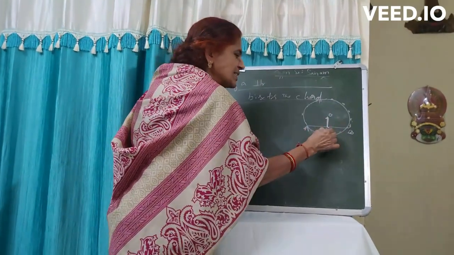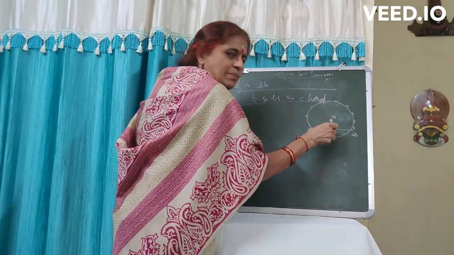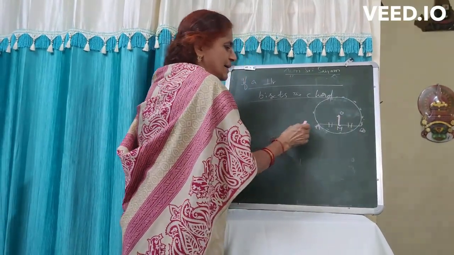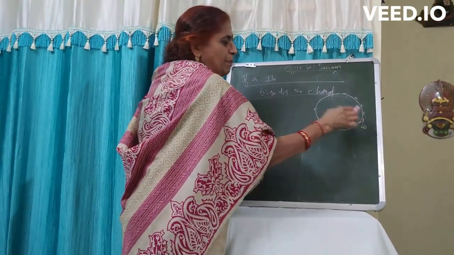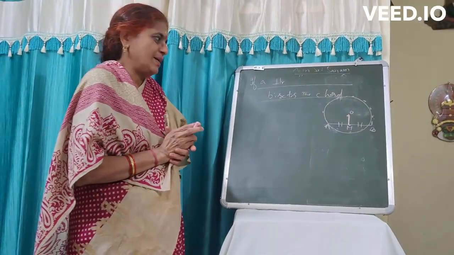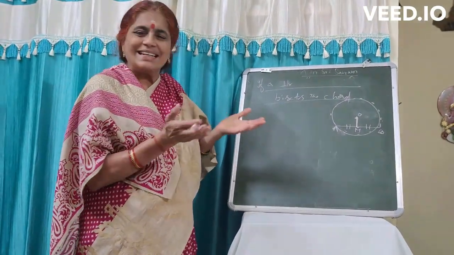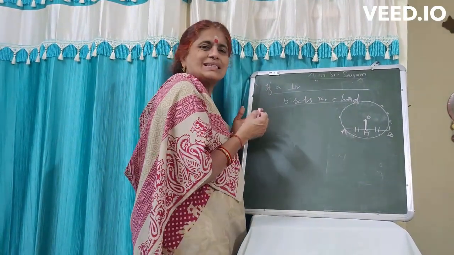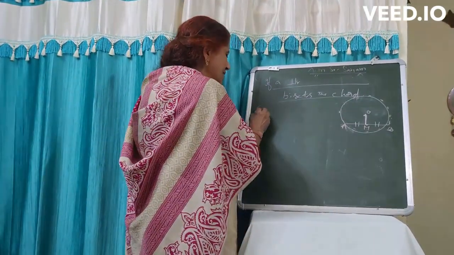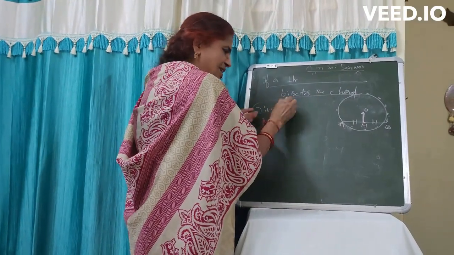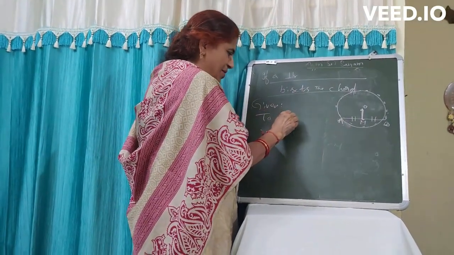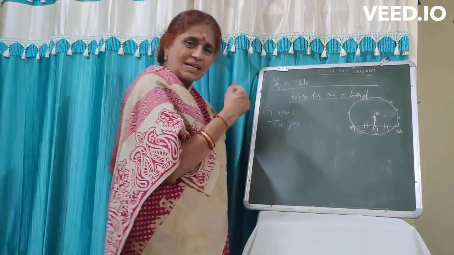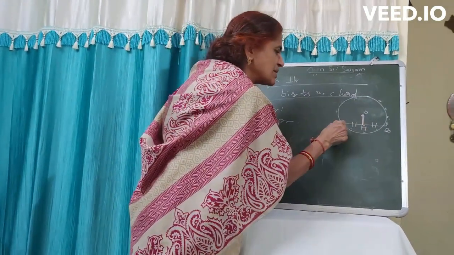Bisects means this OM divides this AB into two equal parts. Means AM and MB should be equal. So from this we can easily elicit what is given and what is to be proved. We have already written what is given and what is to be proved. Now it is clear. Now the construction. What is that we have to prove? We have to prove that AM is equal to MB.